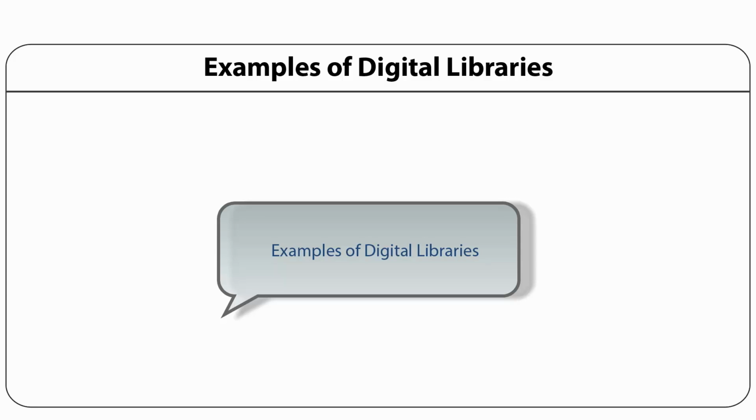Now let us examine some of the examples of digital library. This first example here is New Zealand Digital Library. The New Zealand Digital Library, maintained by the University of Waikato, provides web access to several document collections with varied subject content, languages, and formats.